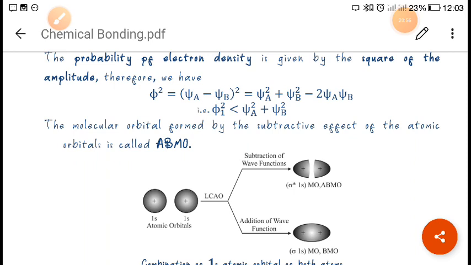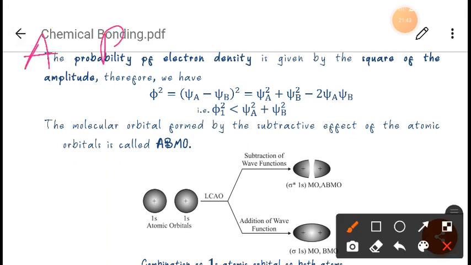Okay, so let us take the example of the H2 molecule. Let's say psi A and psi B are the wave functions of the two identical hydrogen atoms A and B. Suppose we have two hydrogen atoms, one is A and another one is B, and their wave functions are psi A and psi B, right? They can be represented as waves like this.